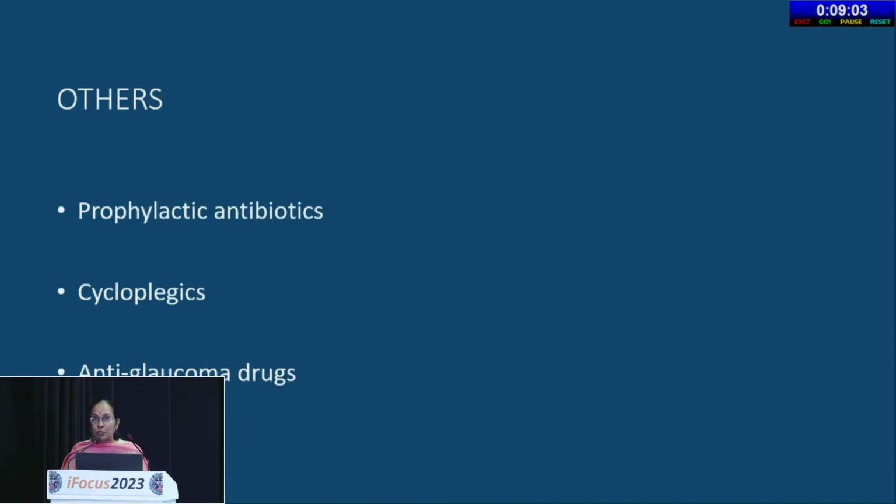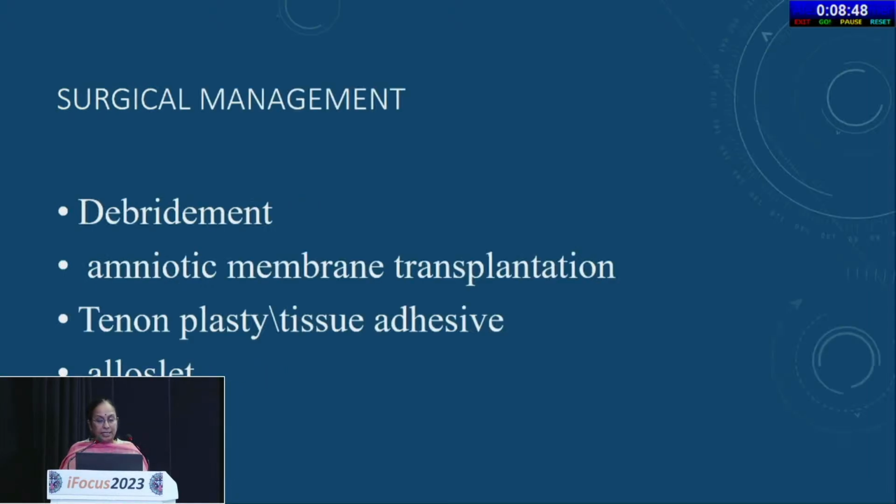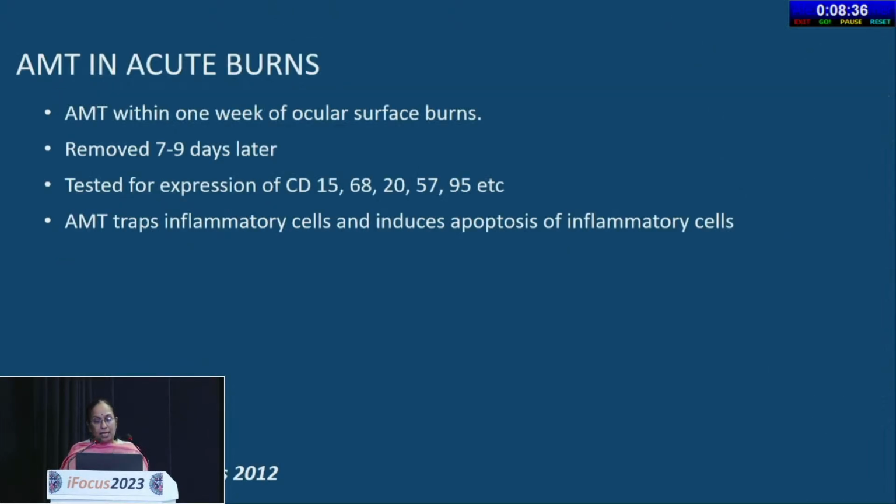So then you also give, but this, I'm sorry, is an important topic. There is no razzle-dazzle here. You have to listen to some amount of theory. Stop yawning. And use prophylactic antibiotics, cycloplegics. If the pressure is high, anti-glaucoma medication. Now, what is the surgical management? Debridement, which is important, which Sir said, amniotic membrane transplantation, tenonplasty, and what has now come in as alloSLET.